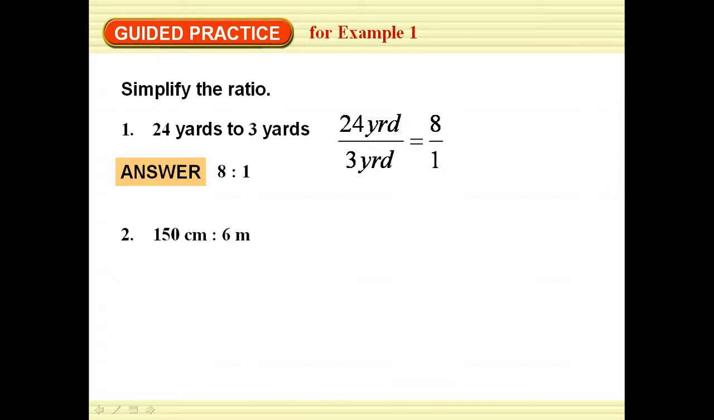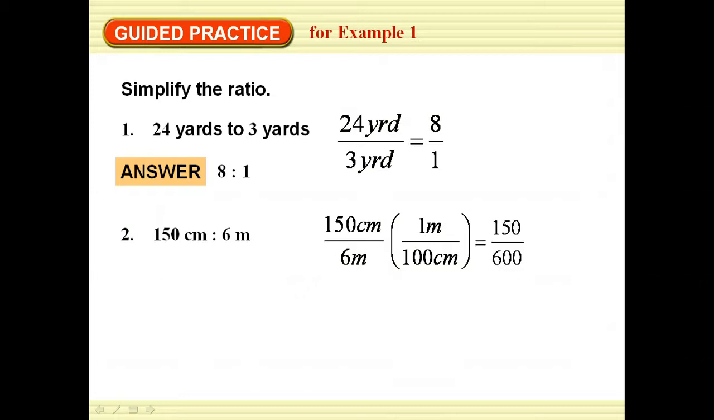For 150 centimeters to 6 meters, I'm going to have to use a conversion factor there, which would be 1 meter to 100 centimeters. Notice that I have it where they'll cancel out. I get 150 to 600. And then I can reduce that as a ratio of 1 to 4.